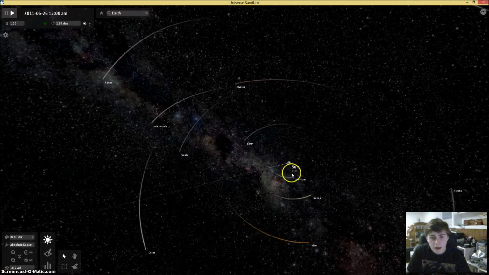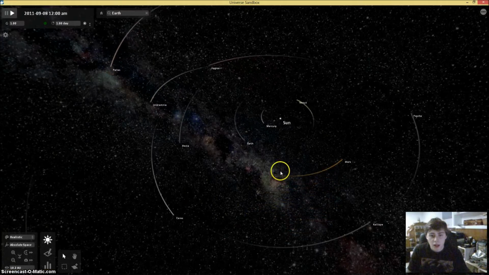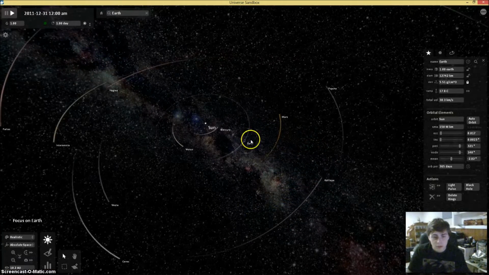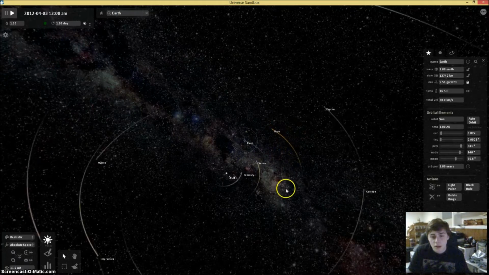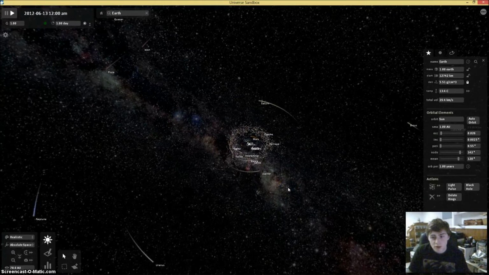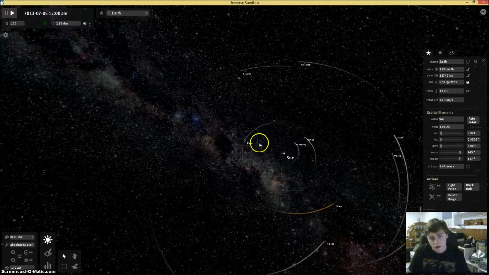Welcome back. Now we see, in our second demo with the Universe Simulator, much larger scale gravity. You can see all of the major objects in the solar system orbiting the sun, obviously.